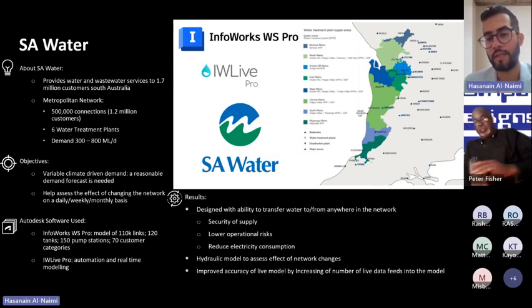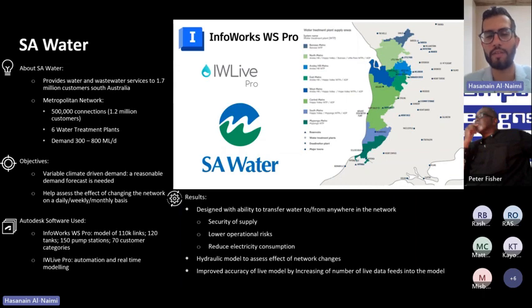So as a result, they really designed this kind of network, from a design and also an operational side, according to their needs. They ended up even lowering the operational risks, and they actually ended up reducing the electricity consumption. They started to have even more understanding of the network on when to turn on the pumps, when to turn off the pumps, when to close the valve, what is the best way to take an action. So really, that's what they did in South Australian Water, and of course they improved the accuracy of the live model.